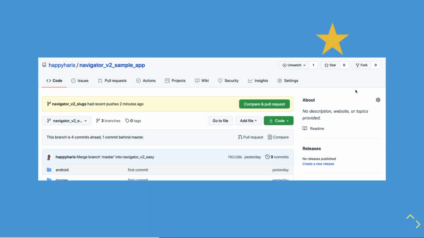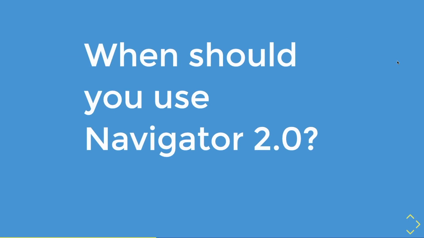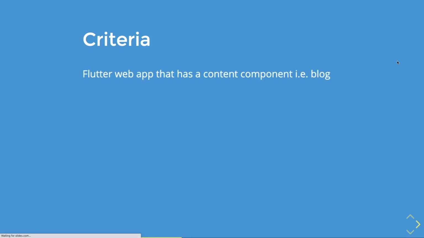So let's get started. When should you use Navigator 2.0? There are a couple of criteria that I think you need to meet if you want to really use Navigator 2.0. The first one is that you have a Flutter Web app or Flutter app that is also a PWA that has a content component, which means you have a blog. So anything content based, then you might want to think about using Navigator 2.0.